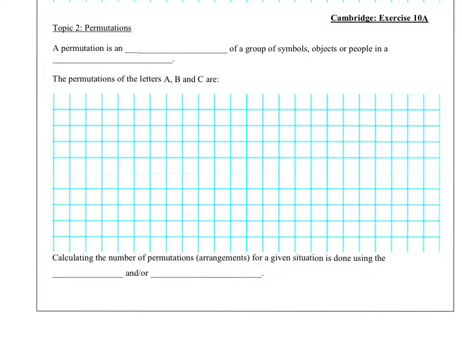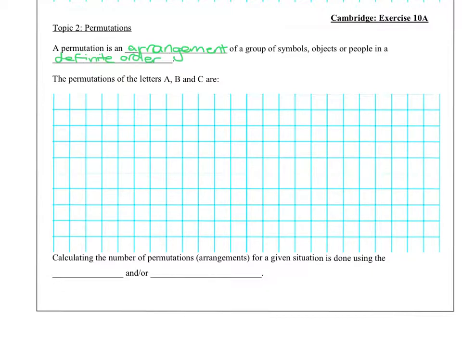So with counting and statistics, there's lots of new words, and the first one we come to is permutation. Permutation simply describes an arrangement of a group of symbols, objects or people in a definite order. So we've got an example of that with the permutations of the letters A, B, and C.